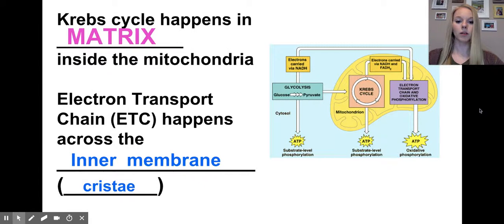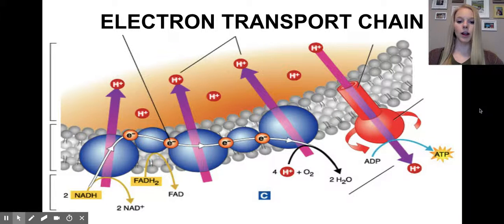Remember, the Krebs cycle happens in the matrix of the mitochondria, and the electron carriers carry electrons to the electron transport chain, which you can abbreviate as ETC. This happens across the inner membrane, or the cristae folds. This is a great graphic of how the electron transport chain works. You see NADH and FADH2 dropping off electrons directly to proteins in the membrane. Hydrogen ions move across the membrane from low concentration to high concentration through the proteins in the cell membrane.